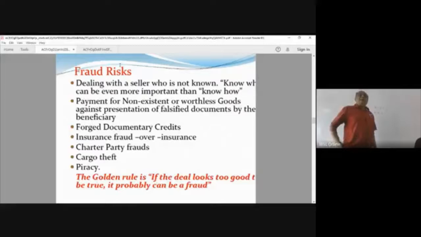Payment for non-existent or worthless goods against presentation of falsified documents by the beneficiary. Right?